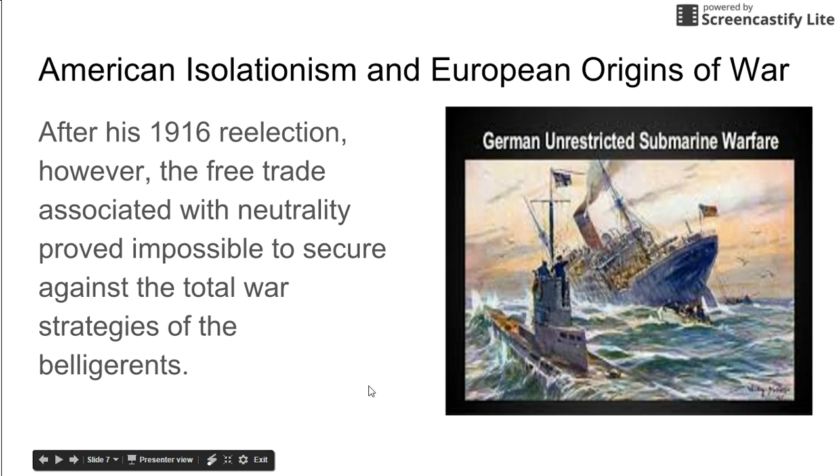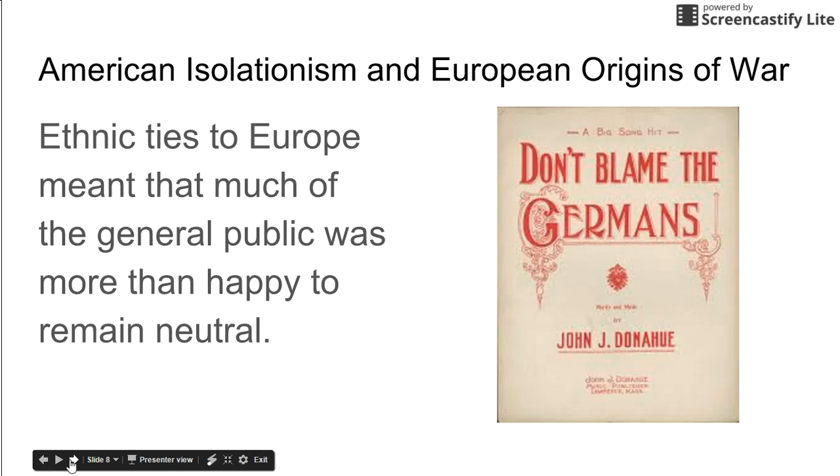After his 1916 re-election, however, the free trade associated with neutrality proved impossible to secure against the total war strategies of the belligerents, especially Germany's policy of unrestricted submarine warfare. Ethnic ties to Europe meant that much of the general public was more than happy to remain neutral. There were a lot of German Americans, Irish Americans, English Americans, French Americans who had emotional ties to the conflict.